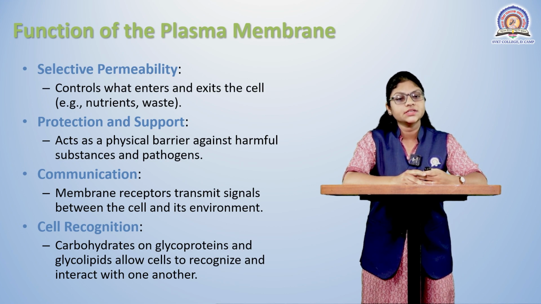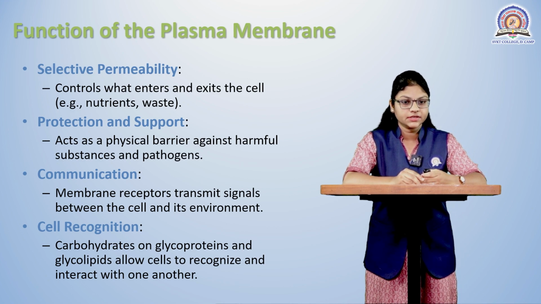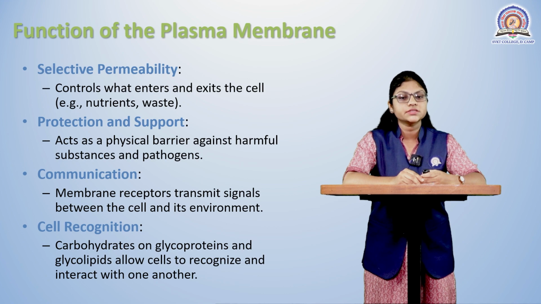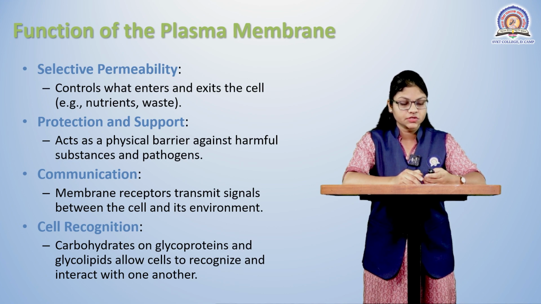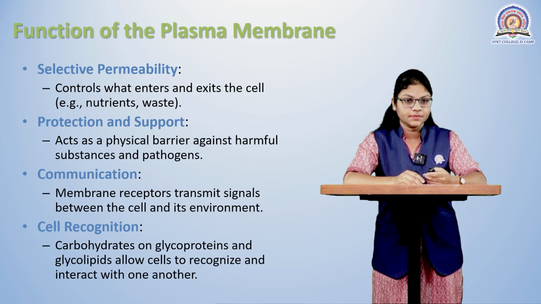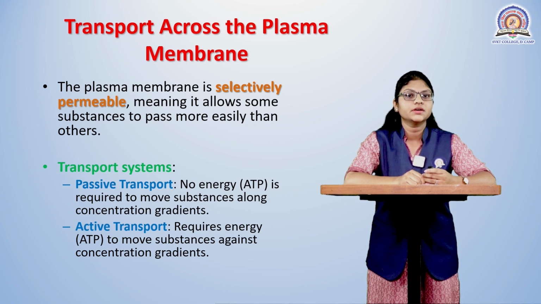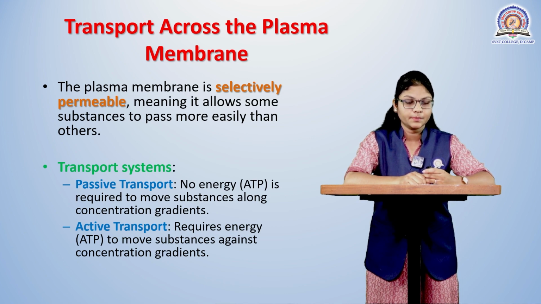The next function is cell recognition. As we know, carbohydrates play a role in cell recognition. The carbohydrates associated with glycoproteins or glycolipids allow cells to recognize and interact with one another, giving them their identity. The next part is a very important part, that is, transport across the plasma membrane.